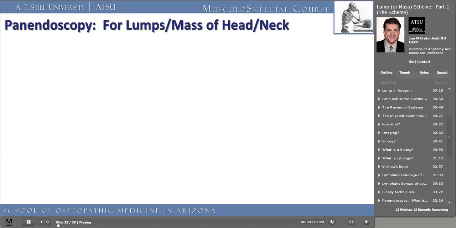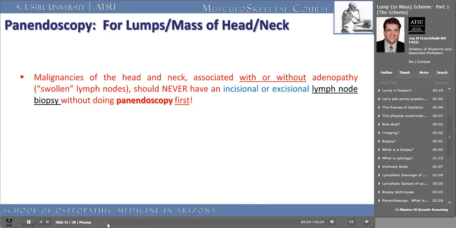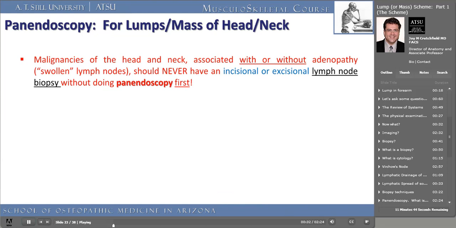Once we've determined our patient requires a biopsy and we understand the various types of biopsies that can be performed, it's now important to mention the special case where an open, incisional, or excisional lymph node biopsy should never, or at least rarely, be done first. Malignancies suspected of the head and neck region, with or without associated palpable lymph nodes, should never have an open, incisional, or excisional biopsy performed without including first, as part of the workup, performing procedures included in a panendoscopy.